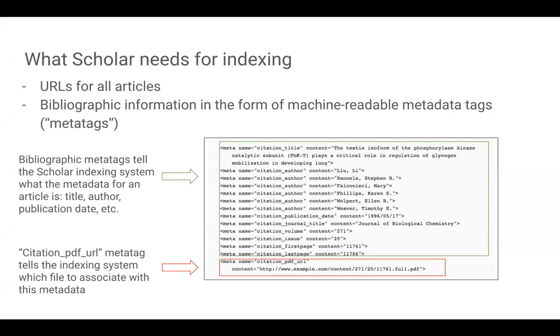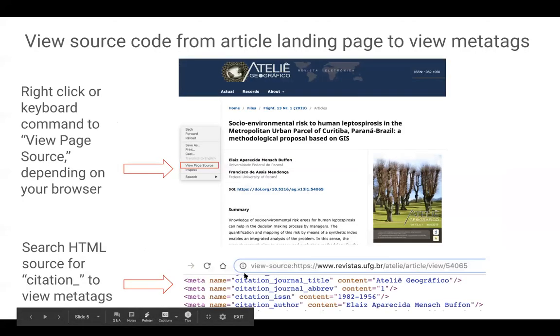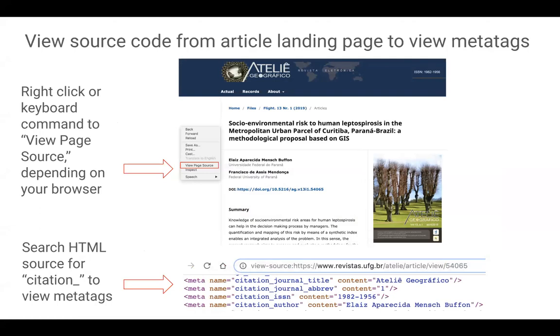The metatags in the green box contain familiar bibliographic metadata like title, author, publication date. The last metatag at the bottom in the red box tells the indexing system the location of the full text version of the article, so the file that all of this metadata belongs to is associated with. These metatags are usually automatically built in for OJS journals, though I will describe some exceptions.